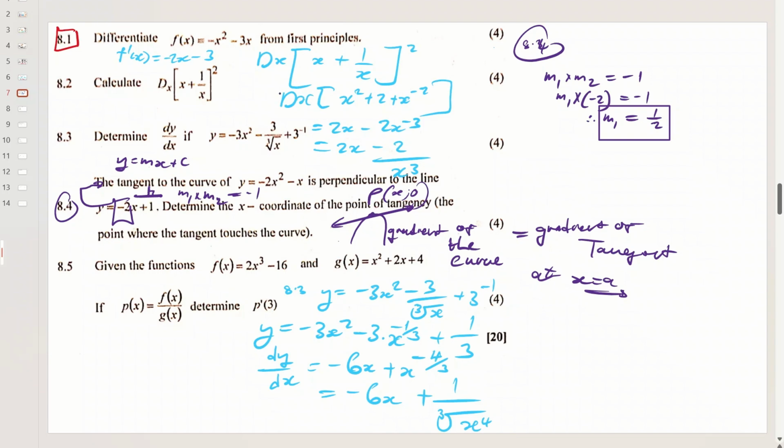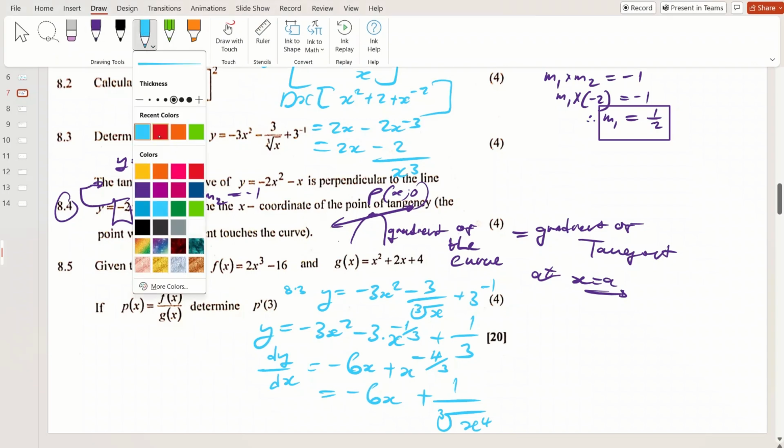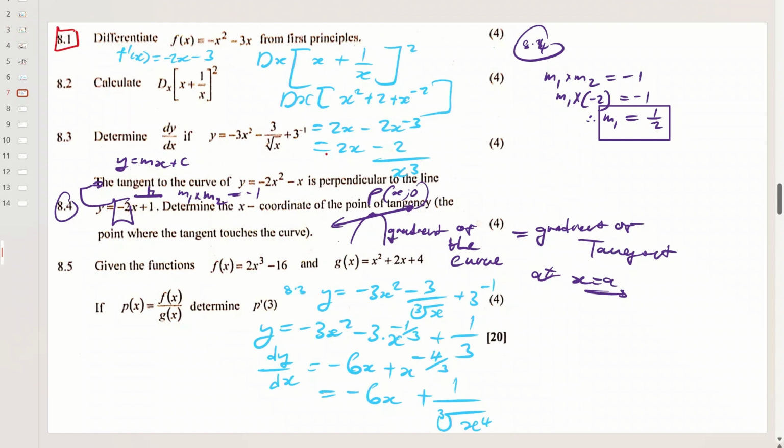So what are we going to do now? Let's take the derivative of this. Remember, taking the derivative is the same as finding the gradient. So y prime of x is going to be -4x and then -1. We're going to equate this with this one. So one half is equal to -4x minus 1.